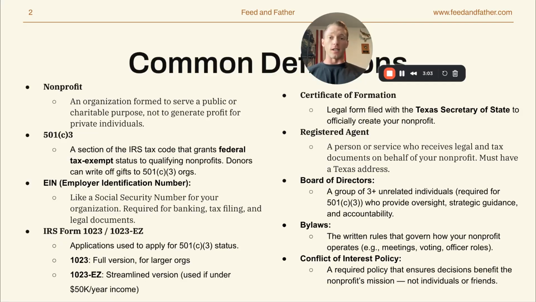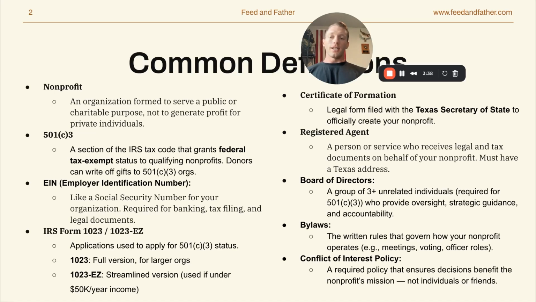So that comes from fundraising, that comes from maybe your own funds, friends and family. We have a lot of businesses that donate to us and do it as a charitable write-off for their business, which helps them with taxes and all those sorts of things. So that's nonprofit. 501c3, you're going to hear that term thrown around a lot. A lot of people won't even actually donate to you unless you are an actual registered 501c3, which we'll get into. So all that means is a section of the IRS tax code that grants federal tax exempt status to qualifying nonprofits.